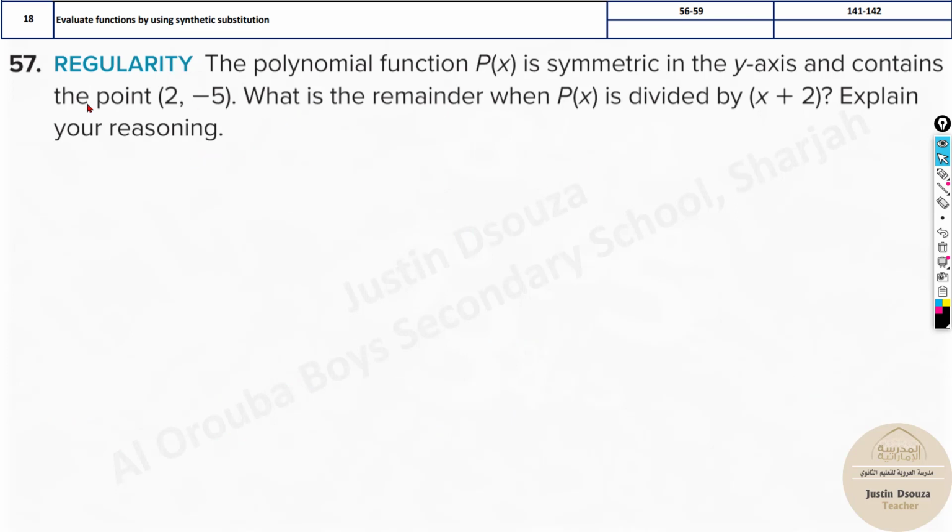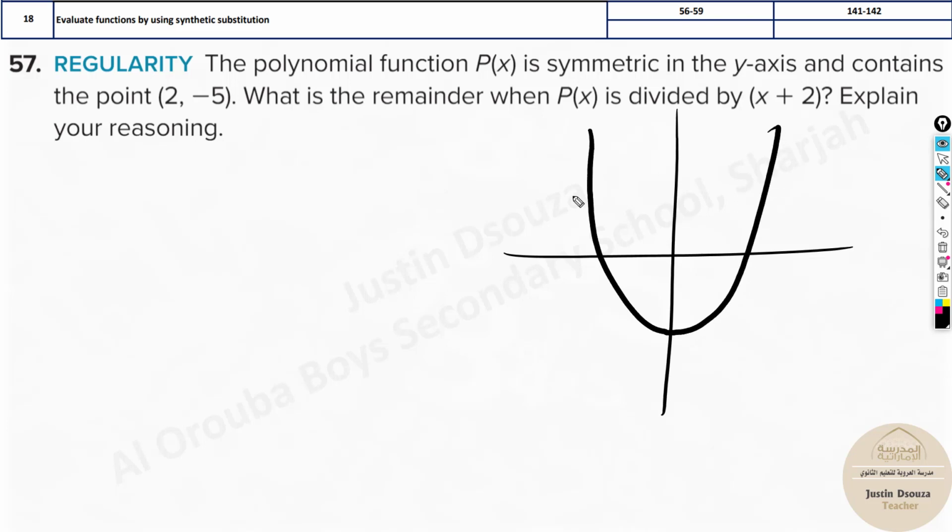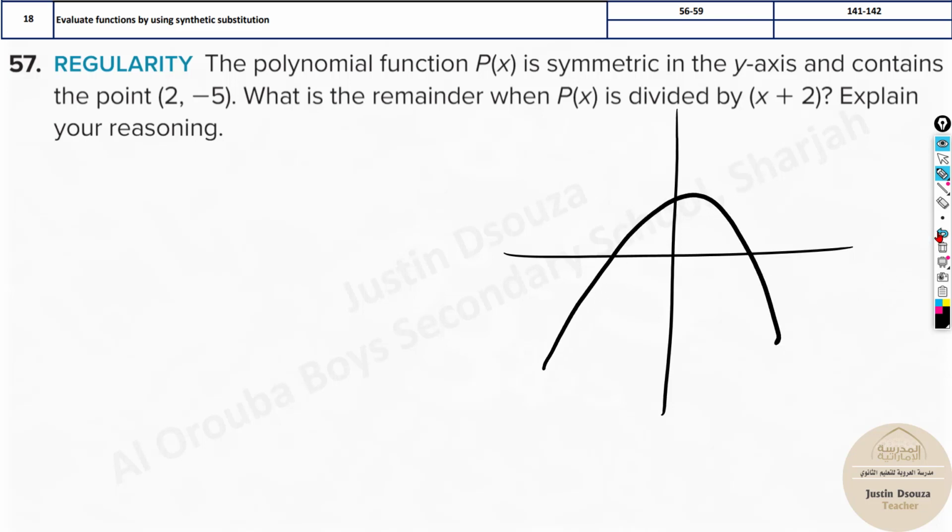Same thing. Now this is a reasoning problem. The polynomial function p of x is symmetric in the y-axis. Let's do a simple thing. I will assume it's symmetrical along the y-axis. This must be a quadratic, something like this. I will just draw a graph like this. Okay, that is not at all symmetric. Symmetric along the y-axis means it will be like this, equal shape, and contains the point 2, minus 5. My bad, whatever I did is wrong. I'll do something like this. I'm not sure about this, but it might be like this itself. But anyway, this is more convenient.